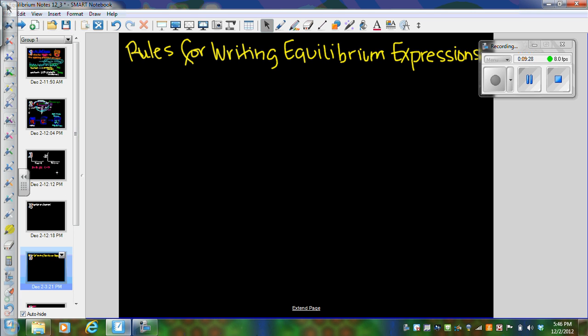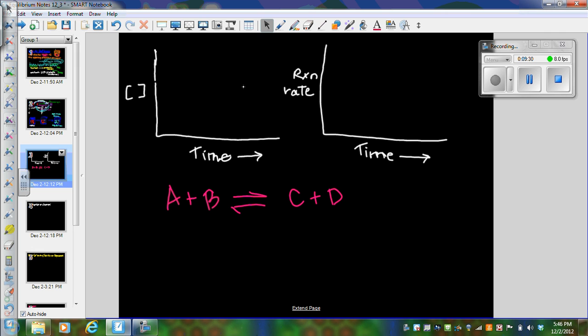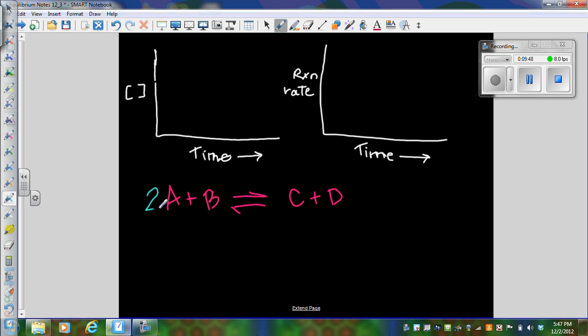Okay, so what we want to do is look at what's happening graphically. We can look at this two different ways. We can look at concentration versus time, and we can also look at reaction rate versus time. And I'm going to change the molar ratio on this so that we have twice as much A as we do B.